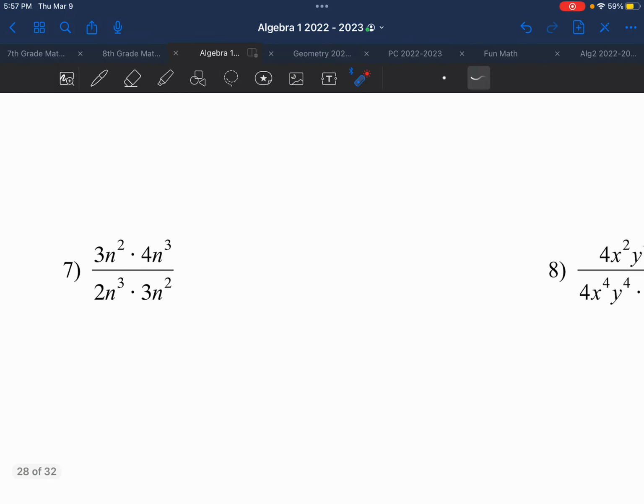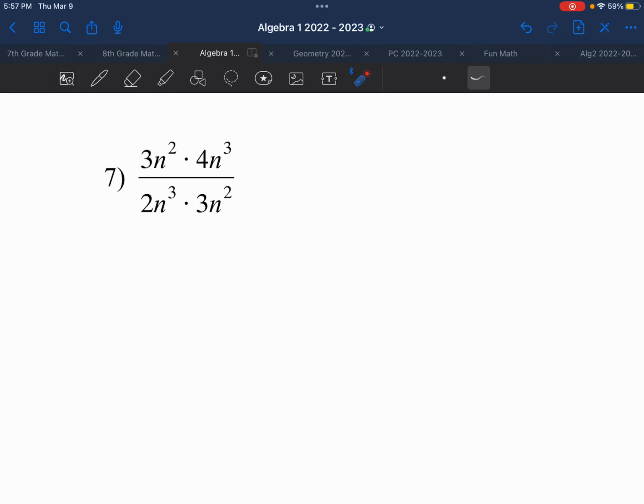All right. What do we have down here? So there's a bunch of cool tricks that you can do. Because you have multiplication, you can cross off anything that looks the same. If this had been addition, you're not allowed to cross things off. But it's multiplication, so we're allowed to cross things off. Do you notice anything that looks the same in the top and the bottom?